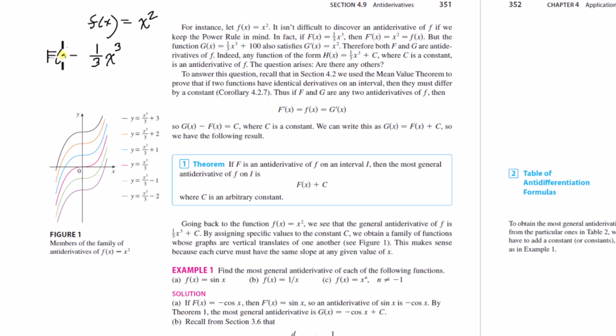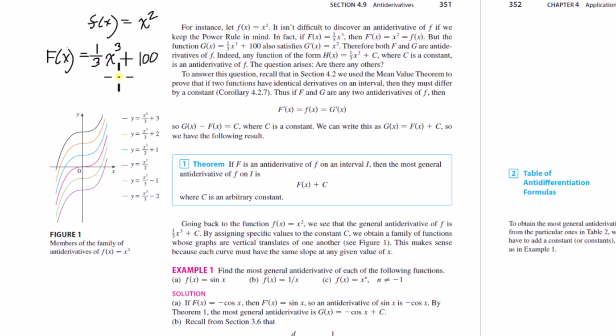There's f of x, or capital F of x. The idea is capital F prime of x is equal to lowercase f of x, and that's the case. But there's something to consider here. What if we added 100 to this? Well, in that case, capital F prime of x is also equal to x squared, because the derivative of 100 with respect to x is 0. So there's multiple functions whose derivative equals lowercase f of x.